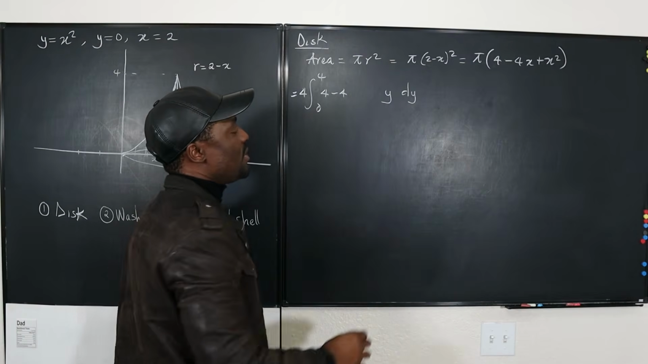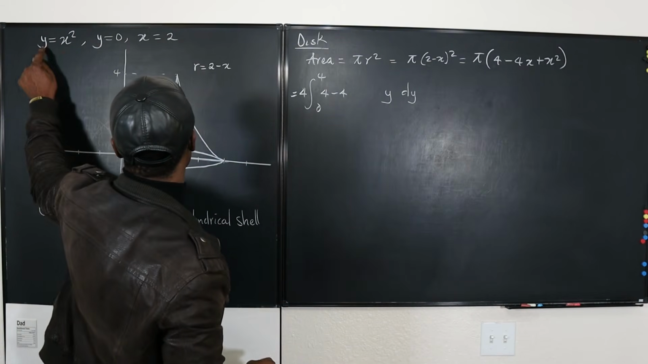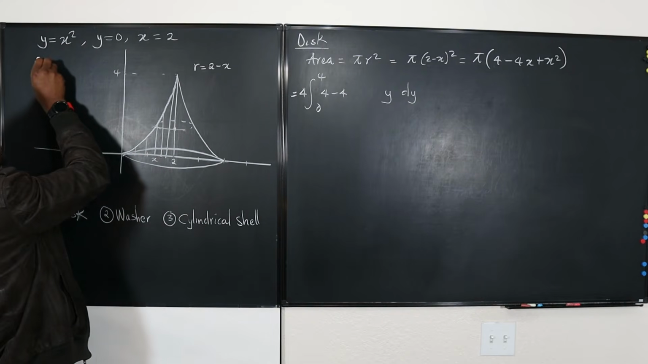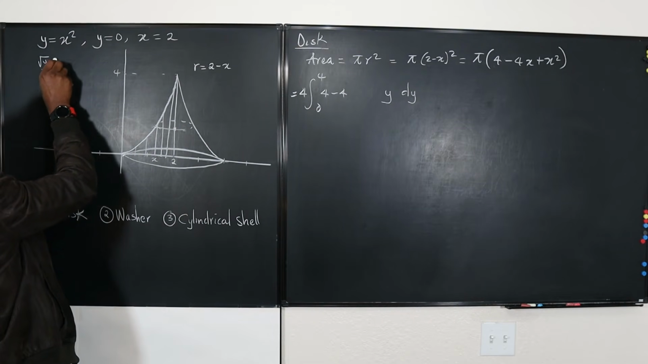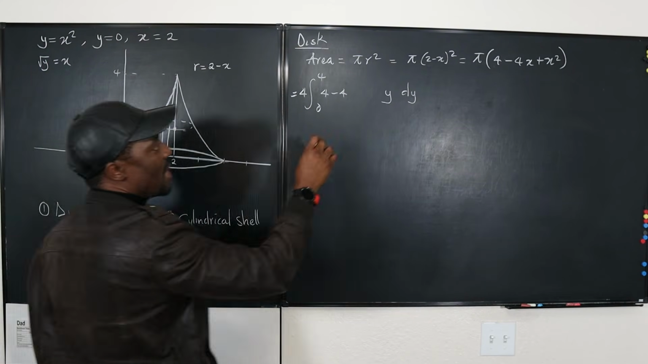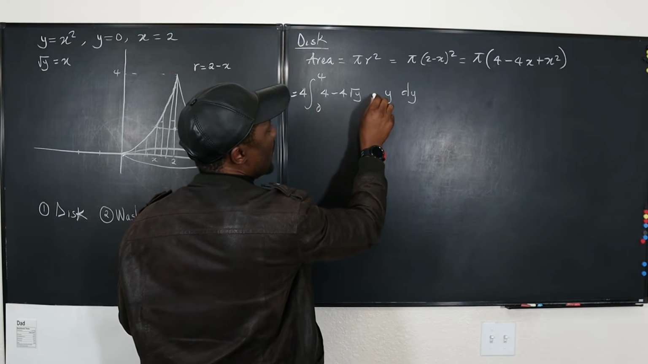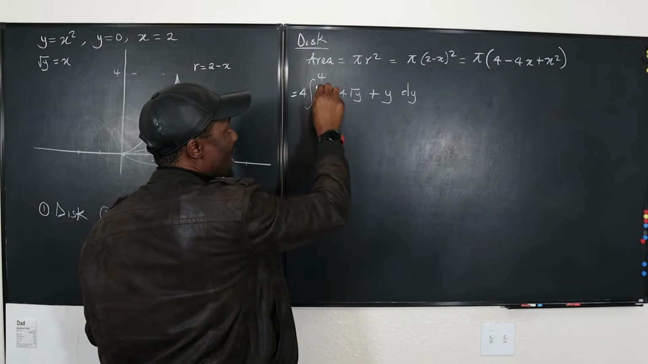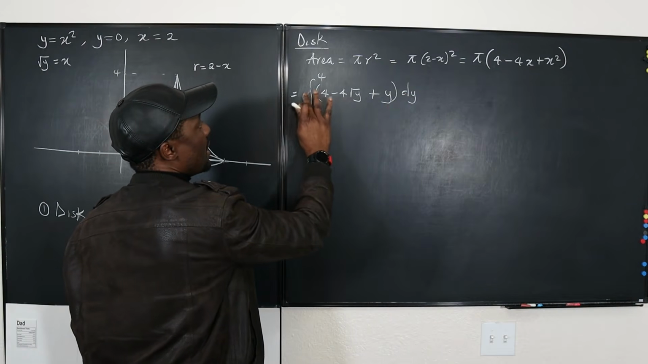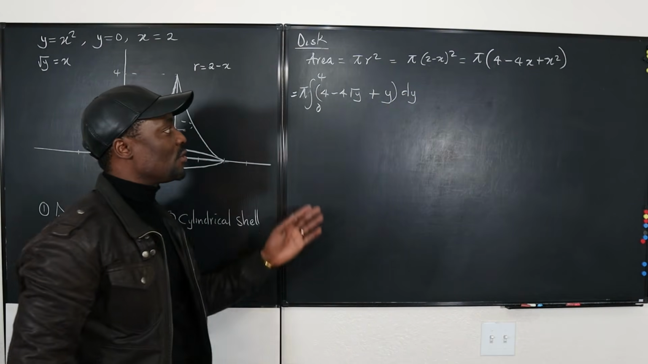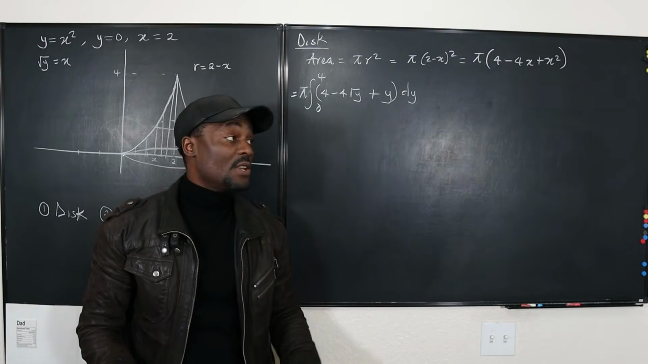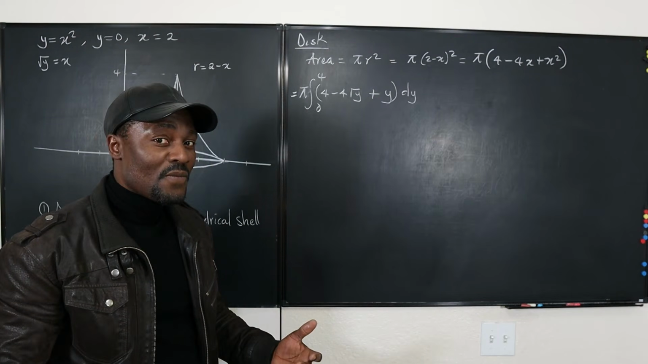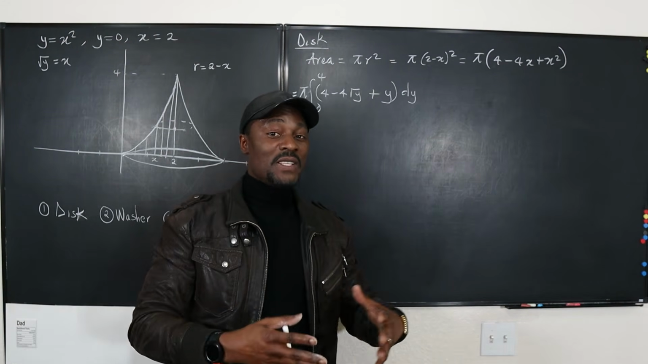But what will this be? x is the square root of y. So from here, we can say that the square root of y is equal to x. So we can write the square root of y. Okay? And then here we have plus y. And this is pi. This is the function you will have to integrate to get the volume that we're looking for using the disk method. So the disk method is not always that straightforward.